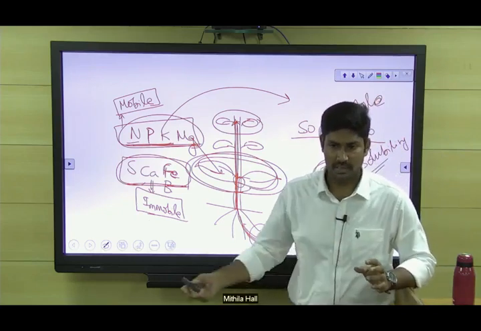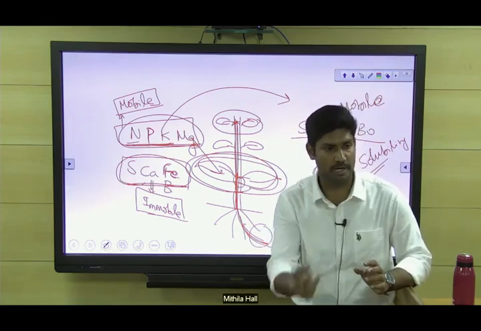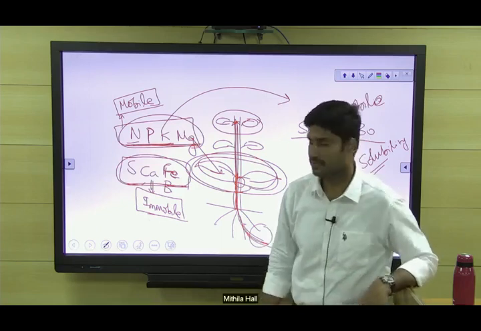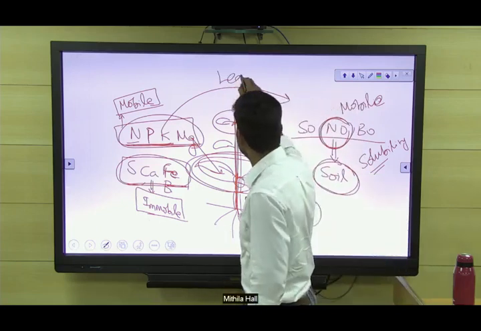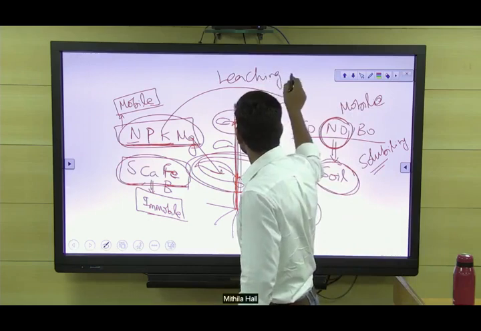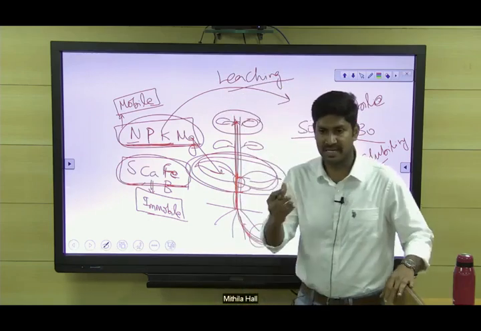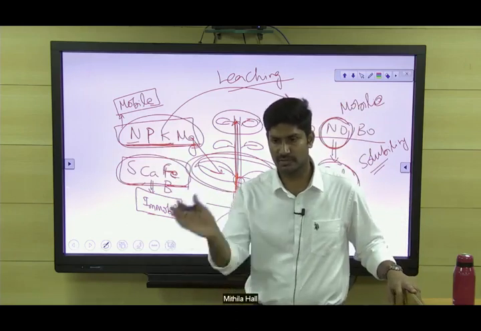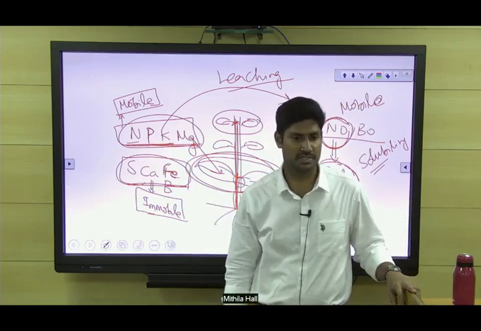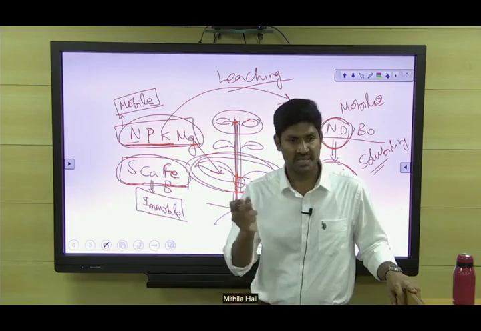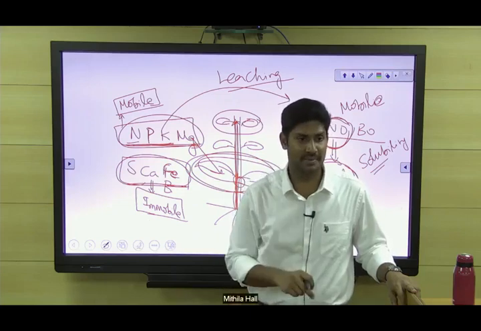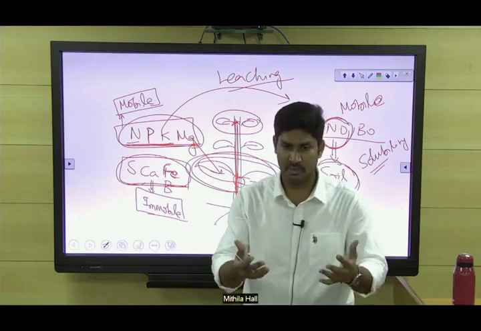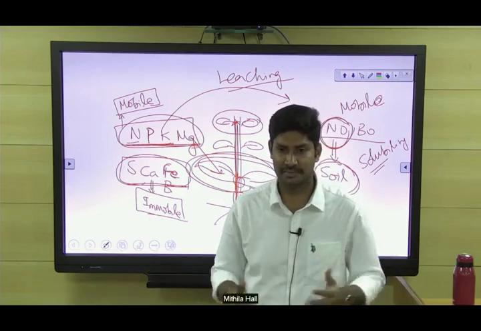Leaching means removal of nutrients from the top layer to bottom layer. There is a leaching process. In agriculture we use a term called leaching. Leaching means removal of the metal nutrients from the top layer to bottom layer, or transport from one place to another place. This leaching is mainly caused due to solubility. When a particular material is highly soluble in water, they are subjected to heavy leaching, right?